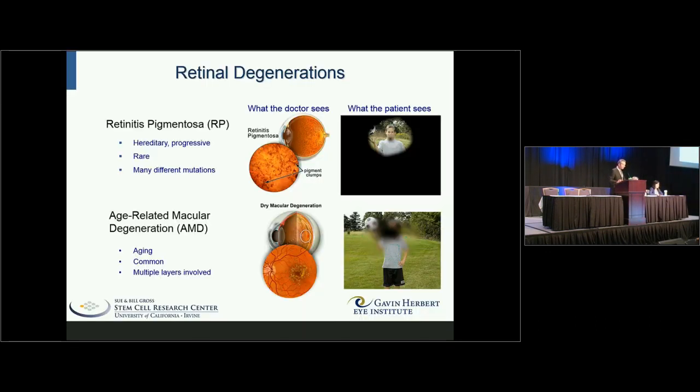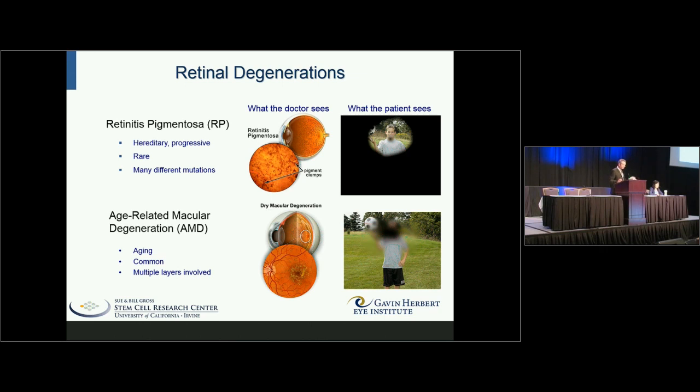So first off, what is it we're trying to treat? And here we bring up the topic of retinal degenerations. This is the overarching area of interest for my team. And we can further break down retinal degenerations into two examples just to give you a flavor of what retinal degeneration entails.